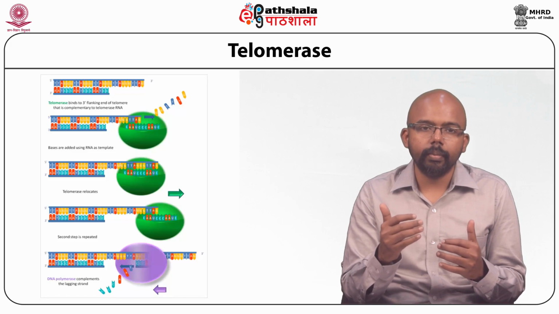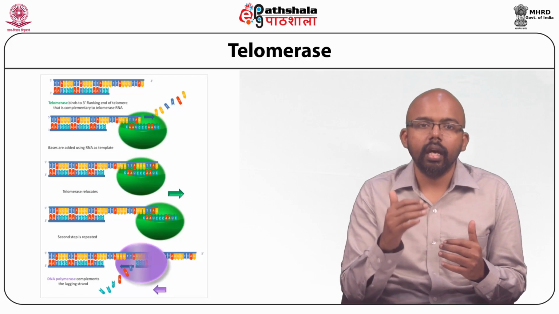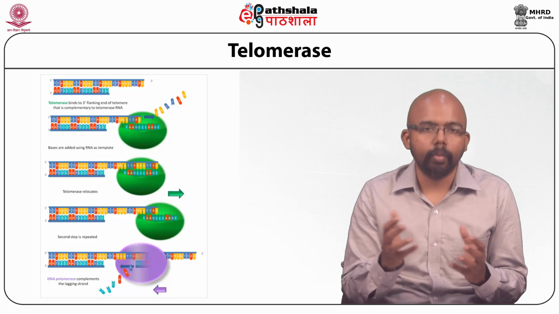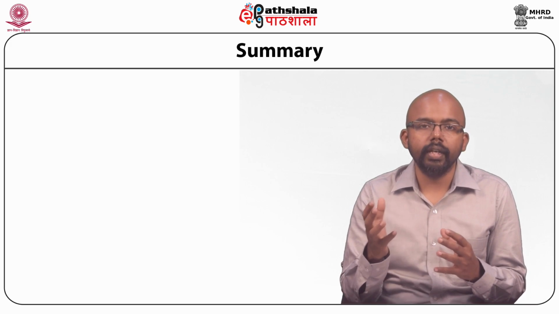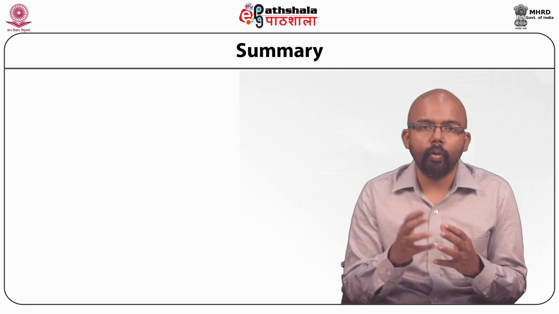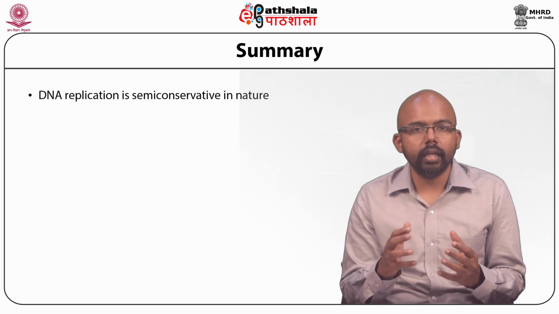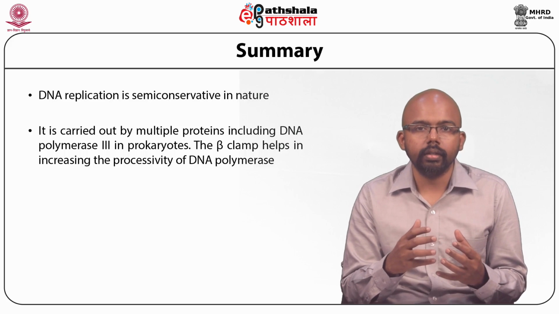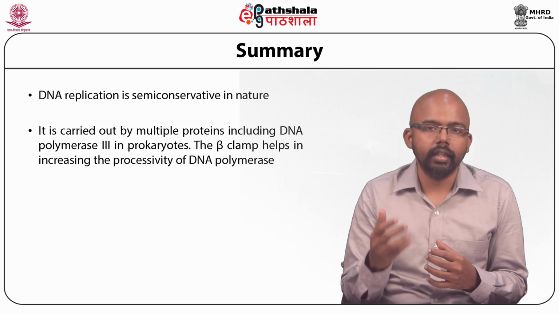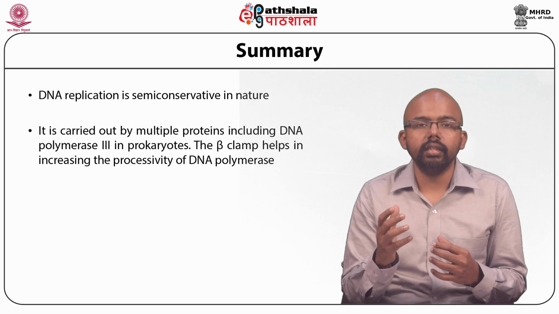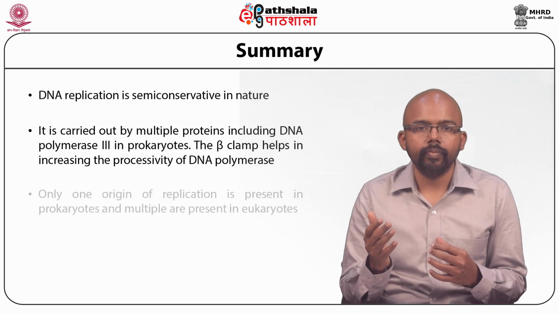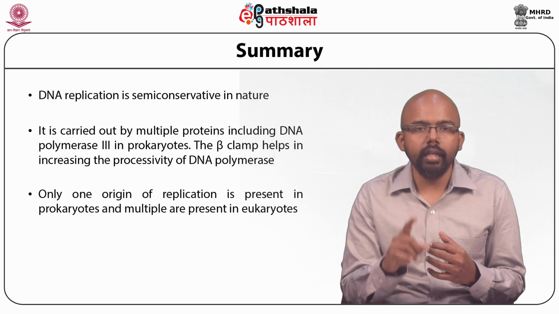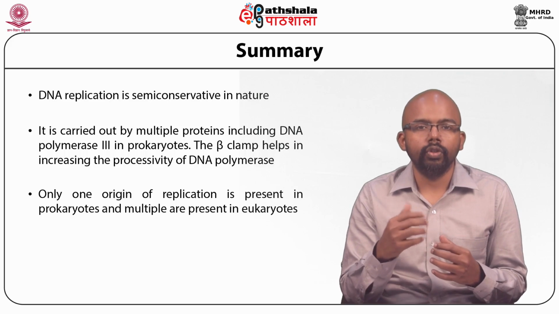Now, this telomerase enzyme is highly active in normal stem cells and in a lot of cancer cells. It is less active or totally inactive in somatic cells. So students, this is the summary of this class. These are the take home points. You should know that DNA replication is semi-conservative in nature. It is carried out by multiple proteins in prokaryotes, the most important of which is DNA polymerase 3. The beta clamp helps in increasing the processivity of DNA polymerase. Only one origin of replication is present in prokaryotes and multiple origins of replication are present in eukaryotes.